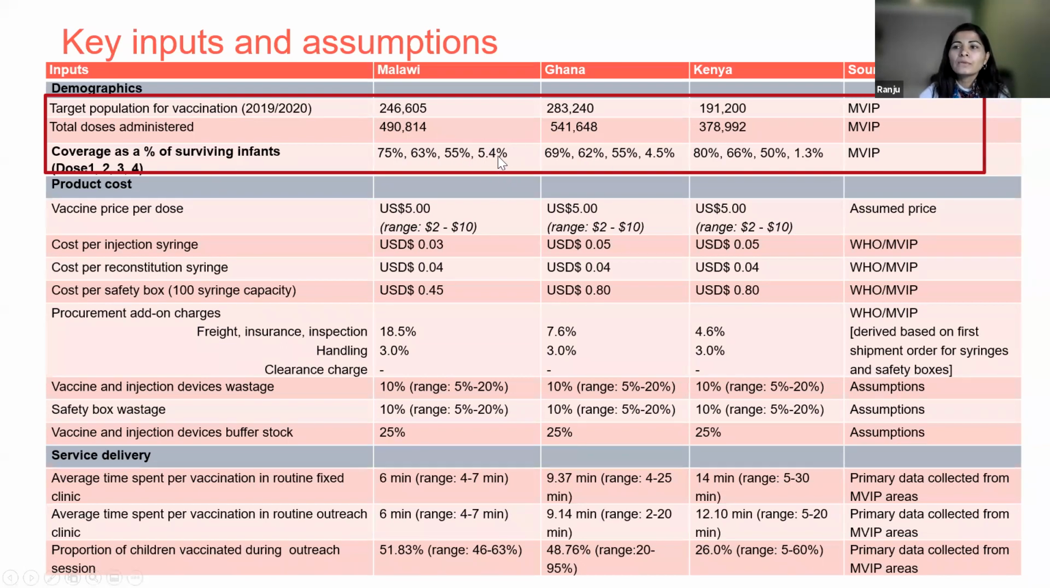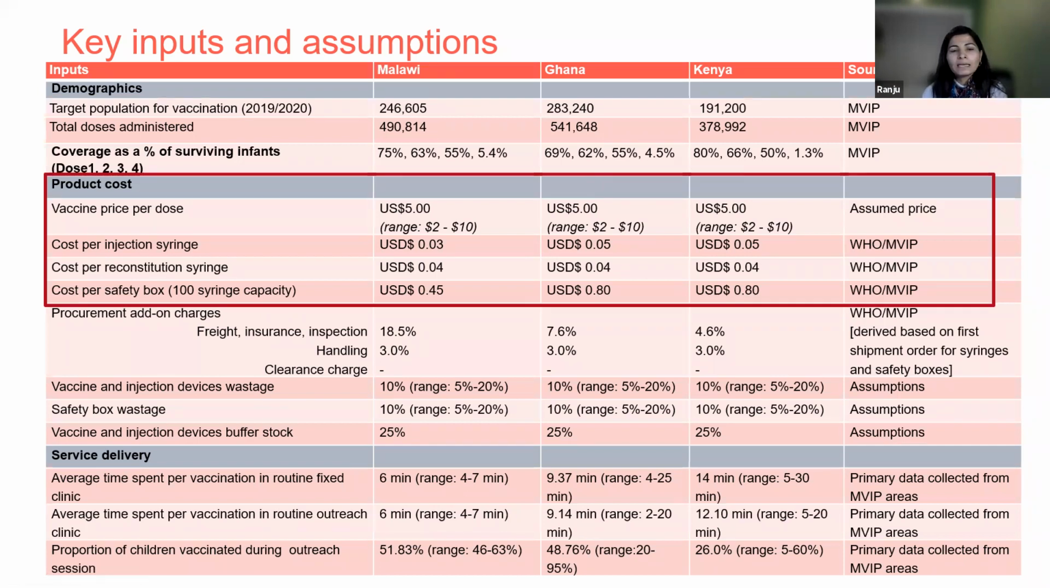Now, looking at the coverage of the 4th dose, you can see that it is less than 2% in Kenya and about 5% in Malawi and Ghana. That is not the actual coverage of the 4th dose, but an artifact of the fact that many children who were to receive the 4th dose were not yet eligible at the end of 2020. So it's just an artifact of the duration of the analysis that we considered.